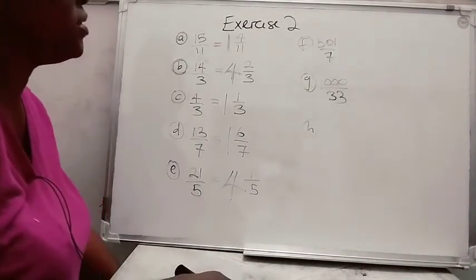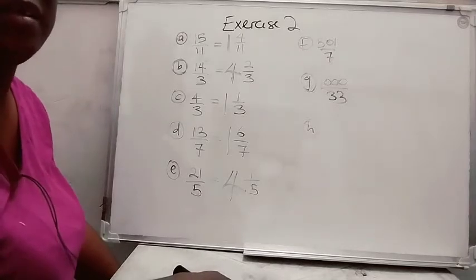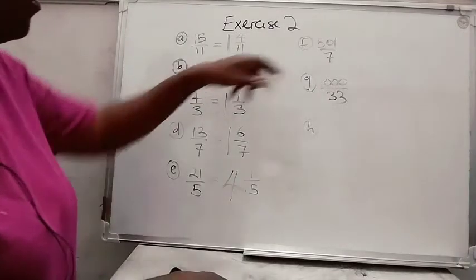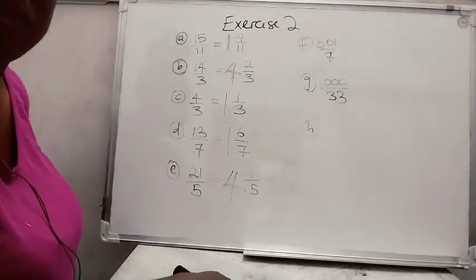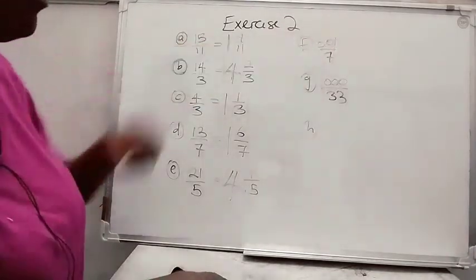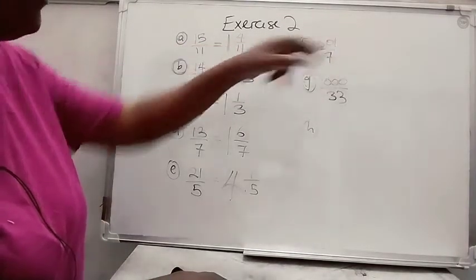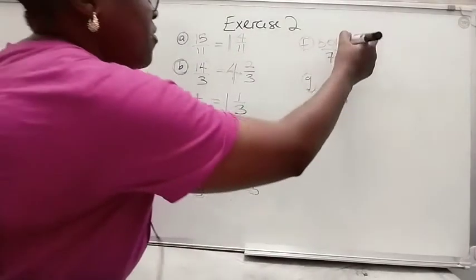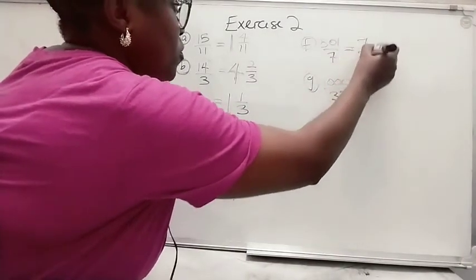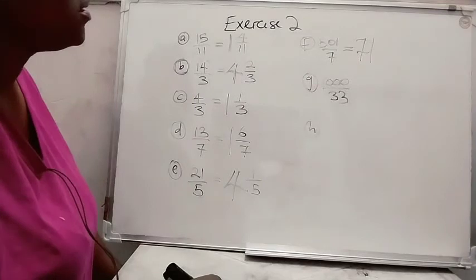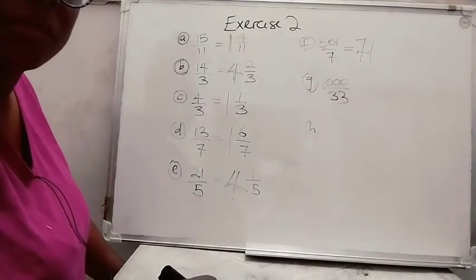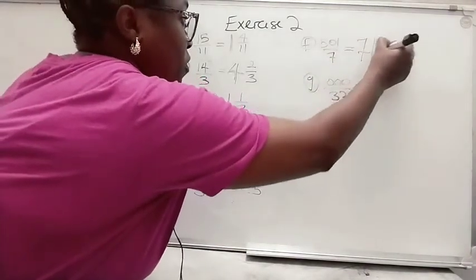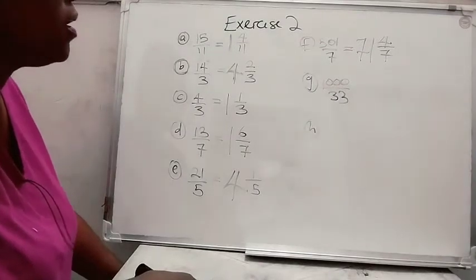And then 501 over 7. How many times will 7 go into 50? 7 will go into 50 7 times. That is 49. 49, remainder 1, giving us 11. 11 over 7 will give us what? 1 remainder 4. So we have 71 whole number. Okay? If you divide 501 by 7, you have 71. So our remainder will be 4 over 7.